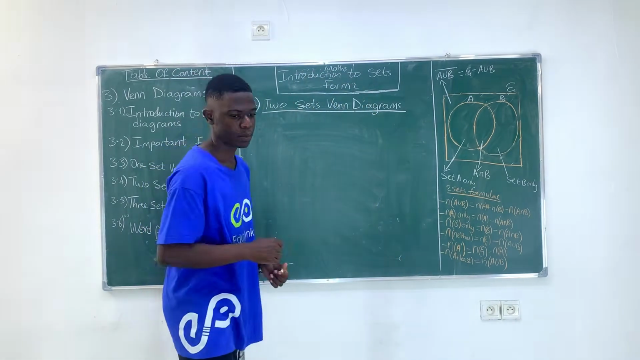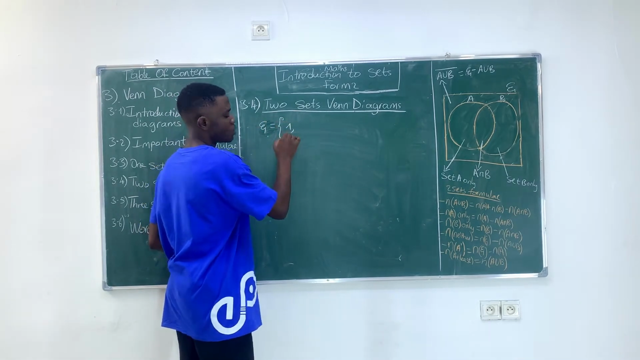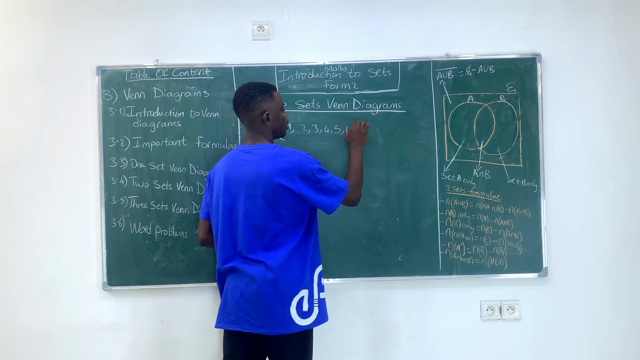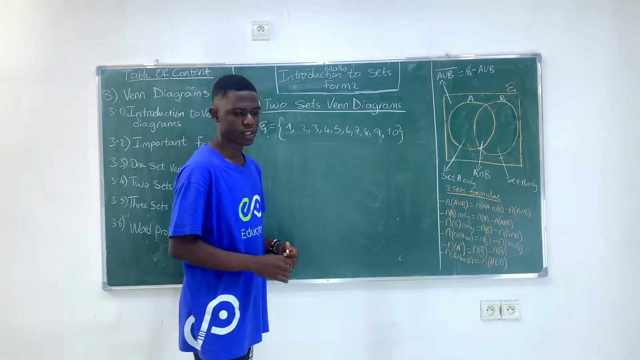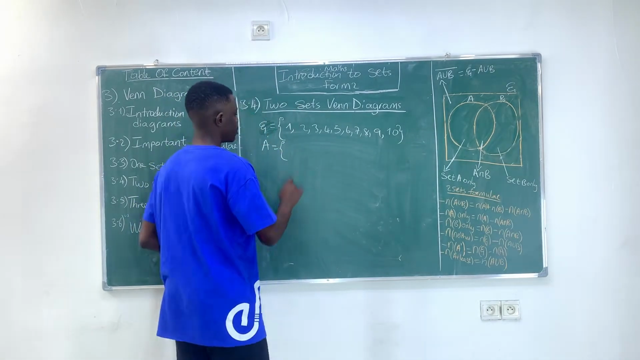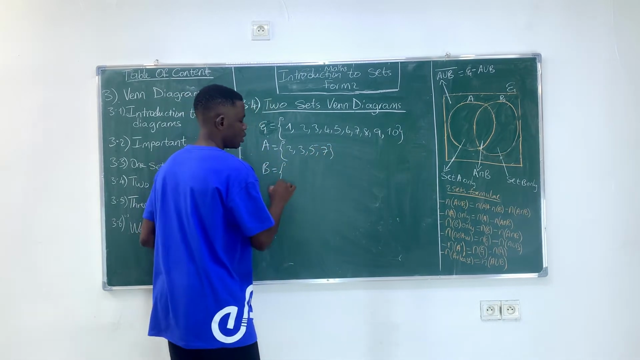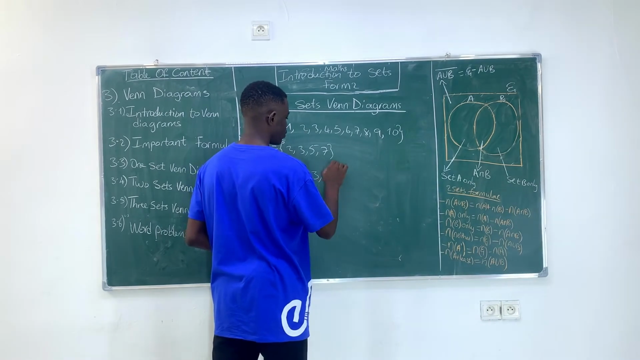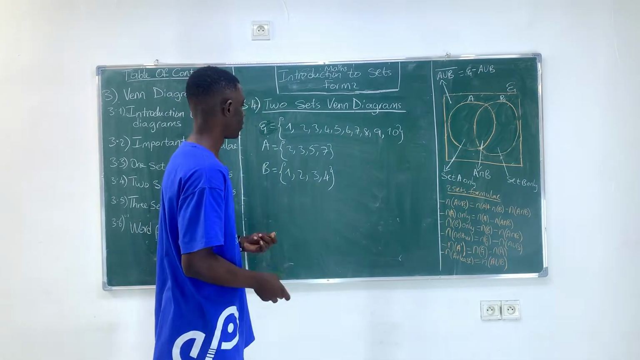So an example we have zeta is equal to 1 through 10. Alright, we have zeta from 1 to 10. We have A equal to 2 3 5 7. And we have B equal to 1 2 3 4. So if you are asked to represent this in a Venn diagram, what are we going to do?